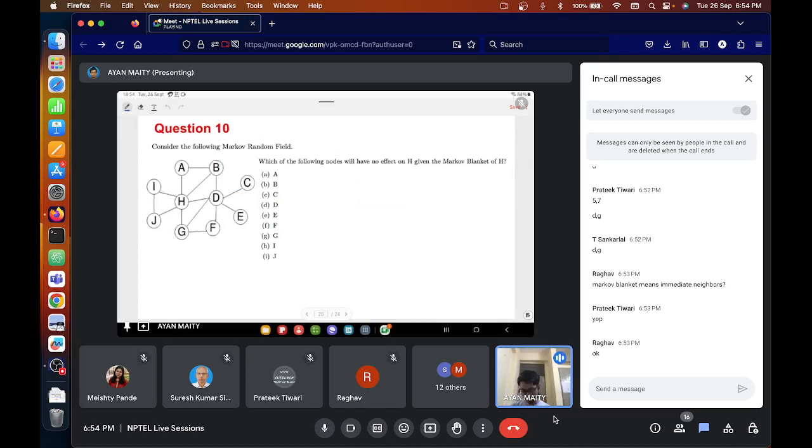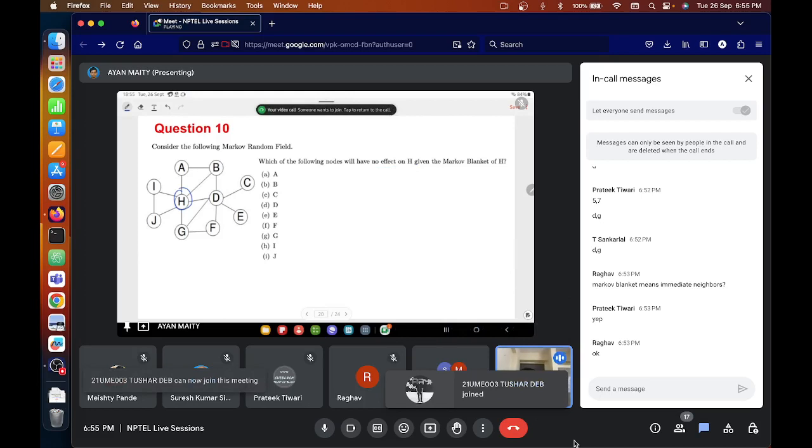So consider this Markov random field or the Markov network, undirected Bayesian network. Which of the following nodes will have no effect on H? H is this node. Which of the following nodes will have no effect on H given the Markov blanket of H?